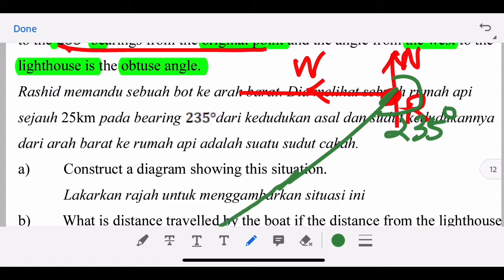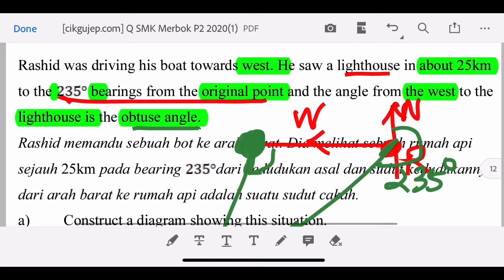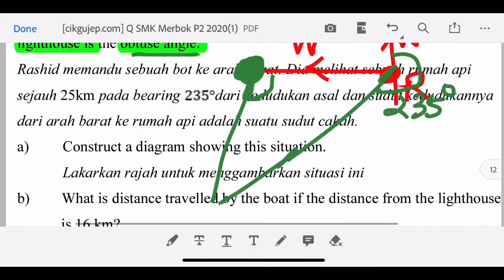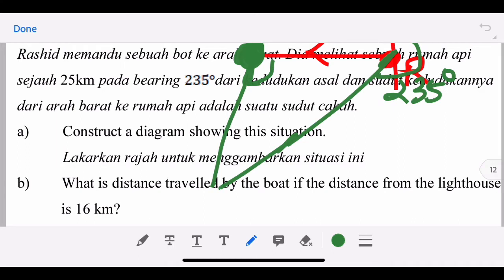So the question is telling you that Rashid is heading to the west, and then the angle here is actually obtuse, right? So this is the information of the question. The angle from the west to the lighthouse is obtuse. Okay, so that is what the question instructs. So let's roughly label where the lighthouse is. The lighthouse is somewhere around here. So this is the lighthouse position, right?